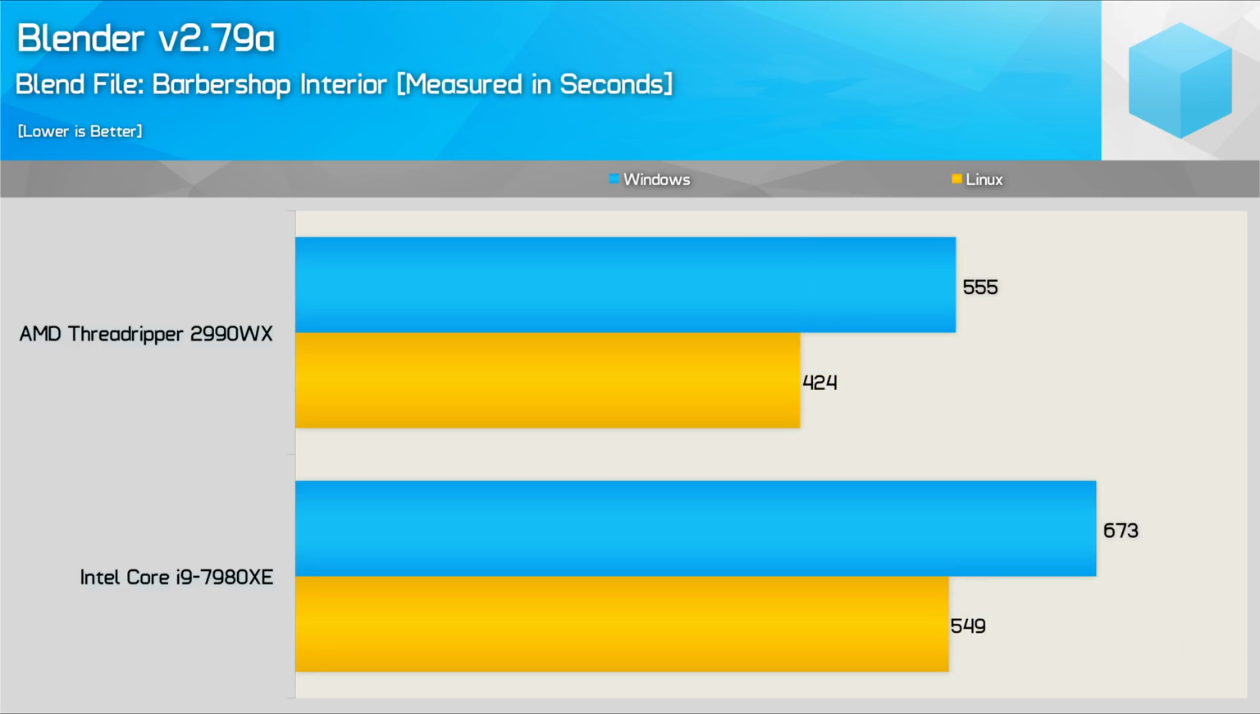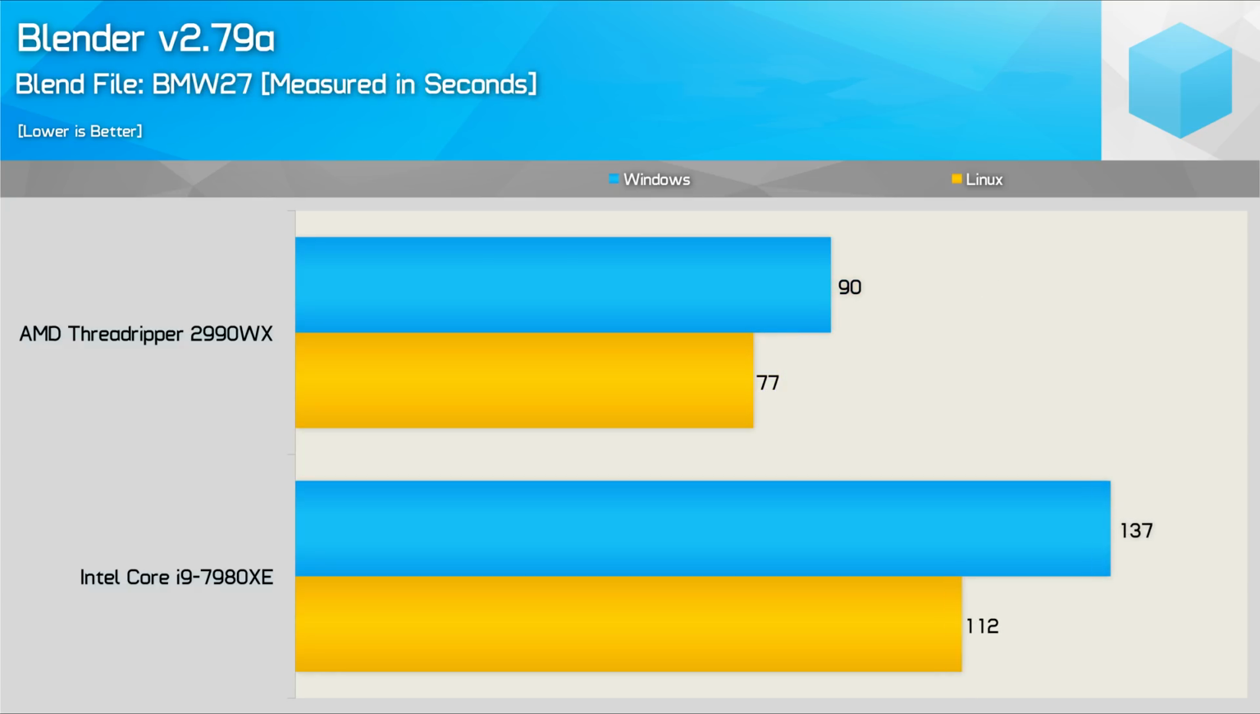Last up, we're going to have a look at the Blender Open Data Benchmark Suite, and I'm expecting pretty positive results here for the 2990WX, given what we've already seen in Windows. Here we have the barbershop interior test, and we're measuring completion time in seconds. The 7980XE was 23% faster using Linux, while the 2990WX was 31% faster. This meant while the 2990WX was 21% faster than the 7980XE on Windows, it's now 29% faster using Linux.